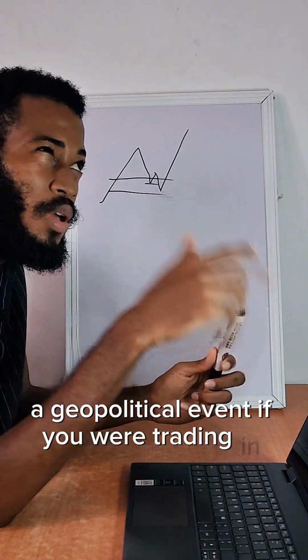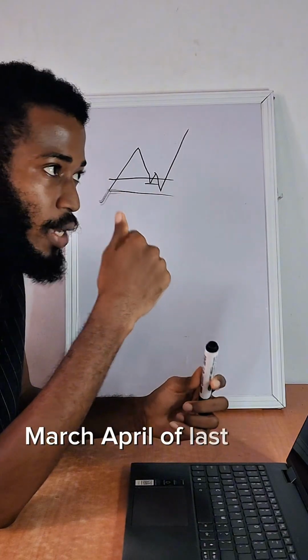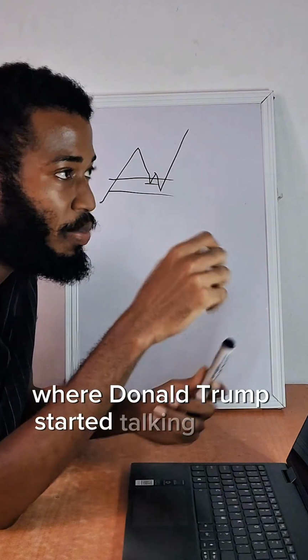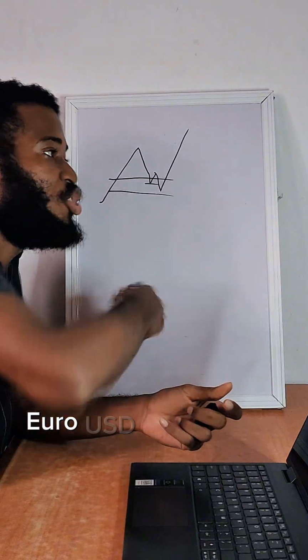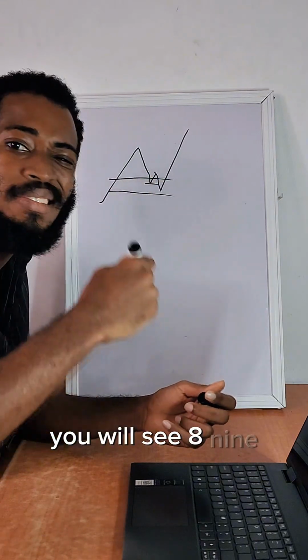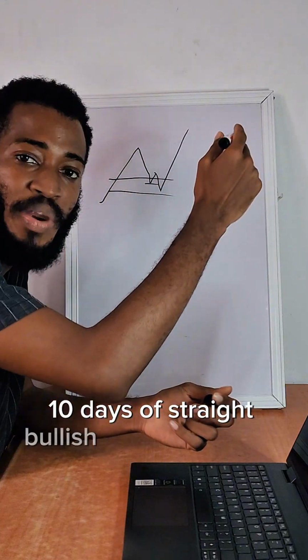If you were trading in February, March, April of last year, you would have noticed it on assets like Euro USD, where Donald Trump started talking about tariffs and all of a sudden Euro USD just took off. In moments like that, you will see 8, 9, 10 days of straight bullish price action.